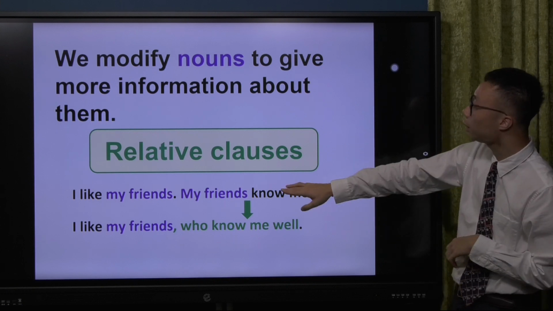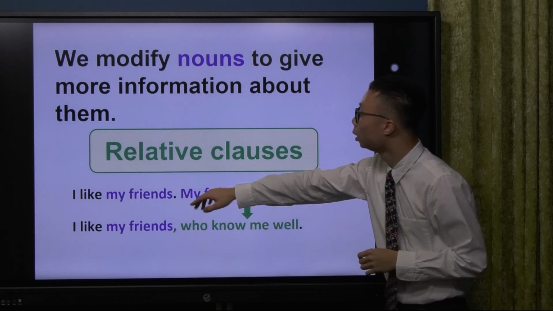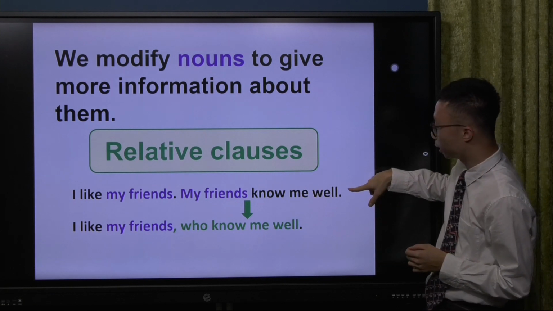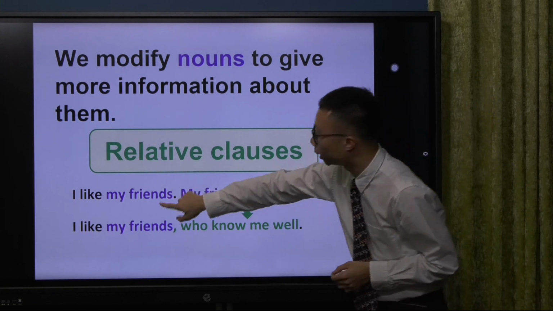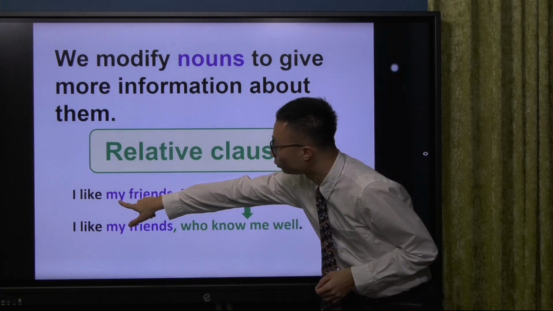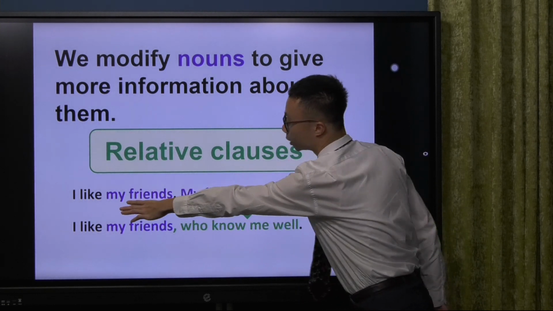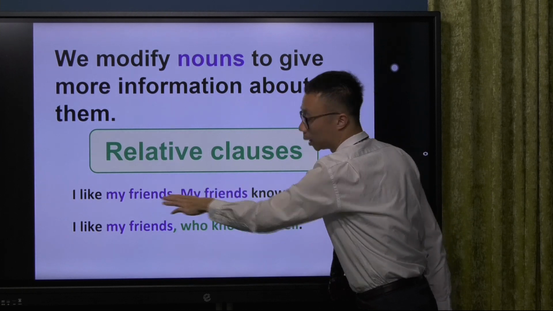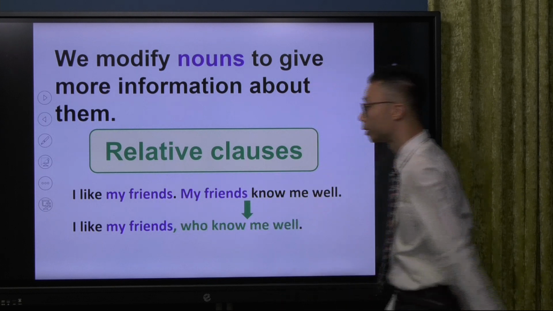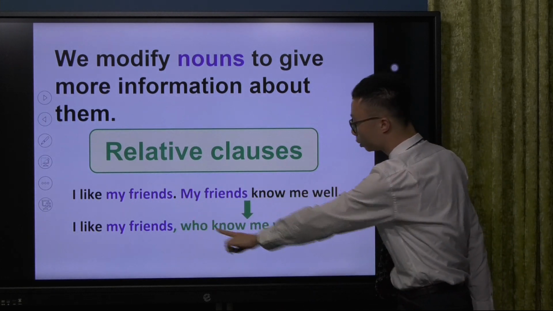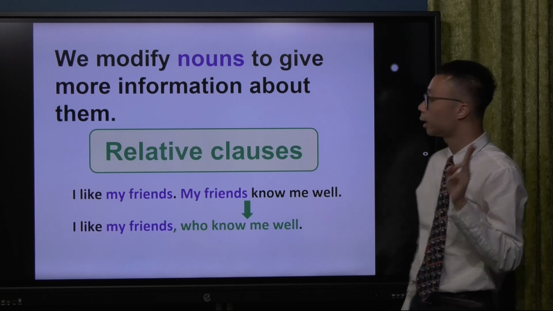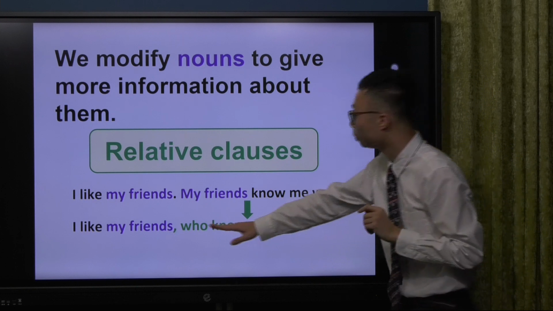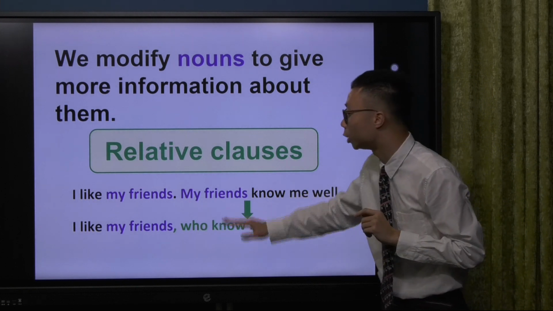I like my friend. Oh, I have a typo here. I like my friends. My friends know me well. See here, there are two sentences, and the object here, my friends, in the first sentence, and the subject of the second sentence are identical. They are both my friends. So: I like my friends who knows me well. You can just combine these two sentences together, because this part is just adding more information to the first part.